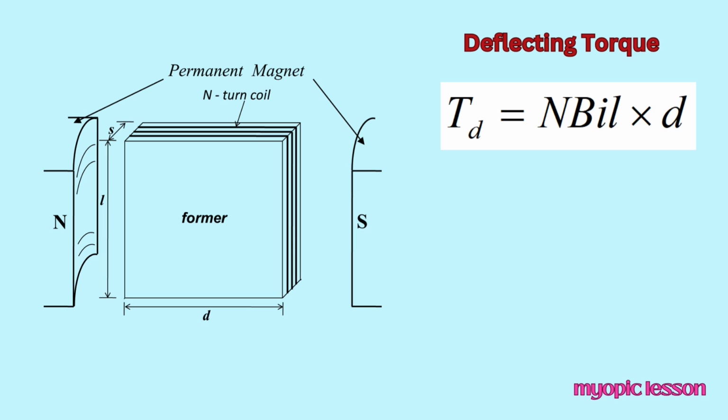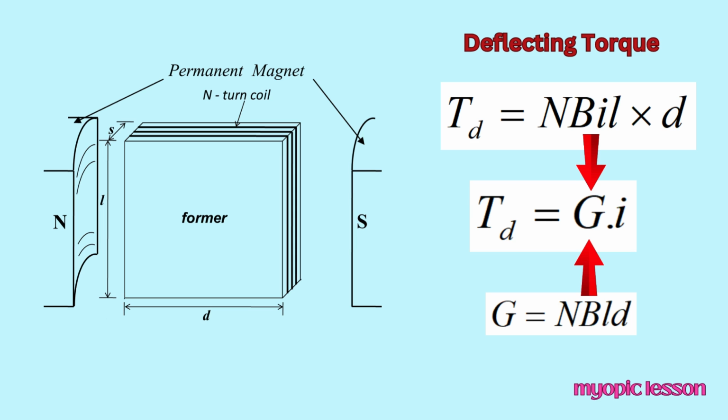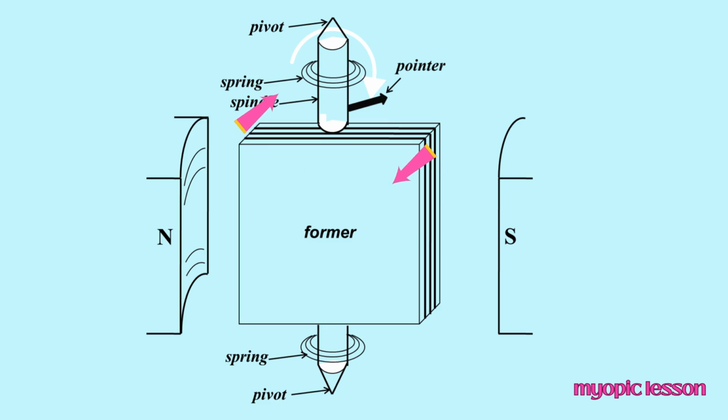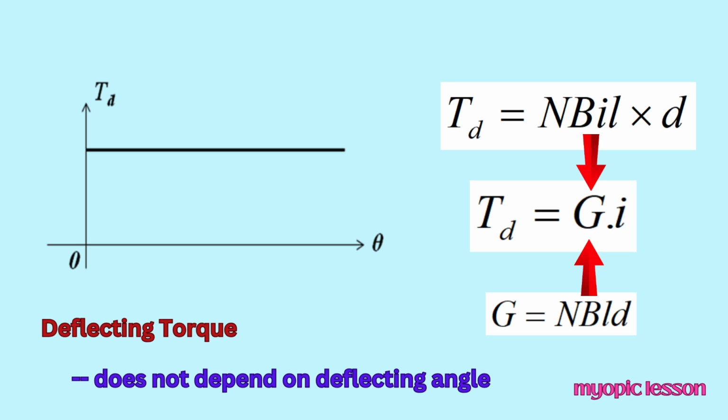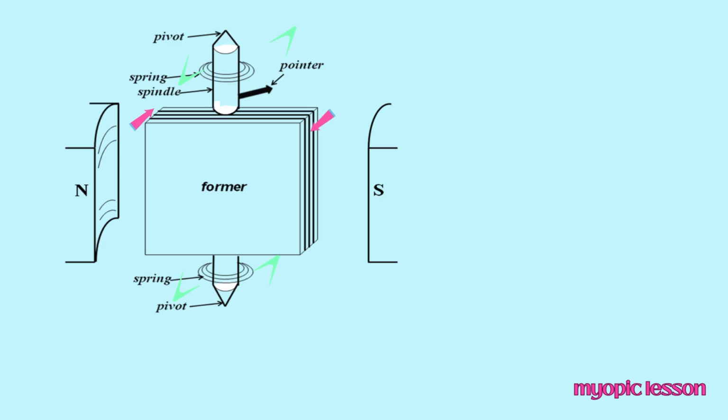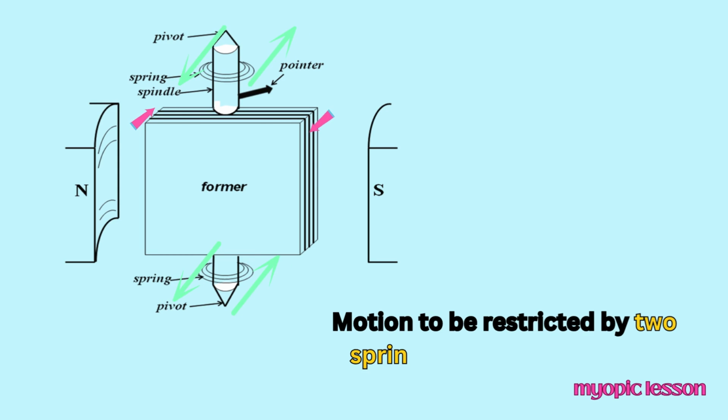The deflecting torque Td equals the meter constant G times the coil current I. Ideally, the deflecting torque does not depend on the deflecting angle theta. After a certain deflection, however, the deflecting torque Td should be counterbalanced by an opposite torque.